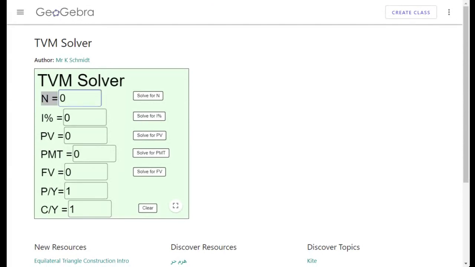So we have N, we said was 12 times 20, 240. I% was 9. PV, how much is in the account now, is 0. FV is what we're looking for. Our PMT is negative 100, because again, she's making monthly payments. And these two are both equal to 12, as we said. Now we want to solve for FV. So I click that, and we get this, which is actually what we had from before. Yep, that's what we got. Good.